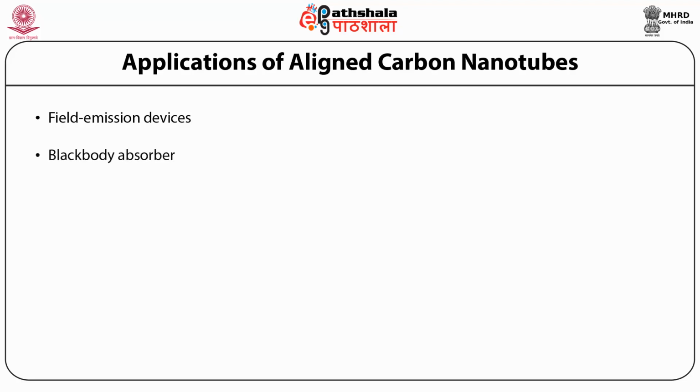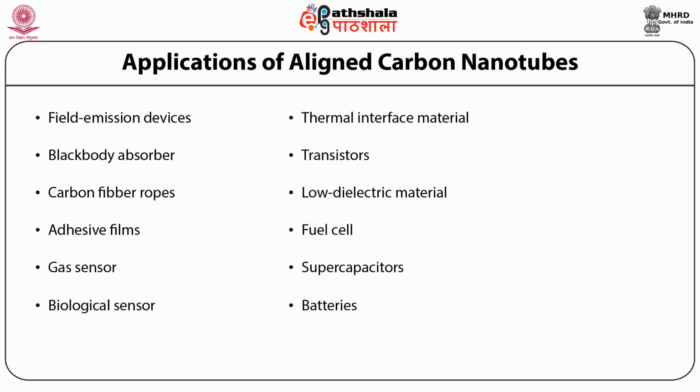Let us talk about black body absorber. Vertically aligned carbon nanotube arrays offer a unique light absorbing surface due to their extremely low index of refraction and the nanoscale surface roughness of the aligned CNT. The next one is carbon fiber ropes. Vertically aligned nanotubes can be processed through volatile solution or twisted to condense into spun CNT yarn or ropes, and this can be used as a rope with a tensile strength of around 1 gigapascal and can be used as a fiber rope. The next one is adhesive film. These vertically aligned nanotubes can be used as adhesive films and can work on the principle of gecko feet. Similarly, this can be used as a gas sensor, fuel cell, and battery application.